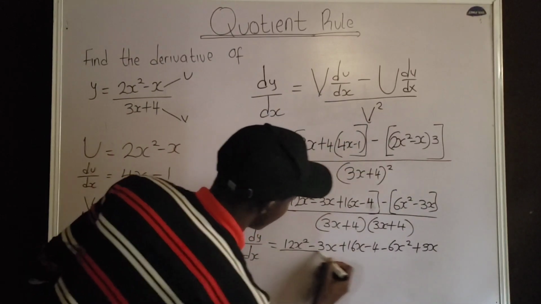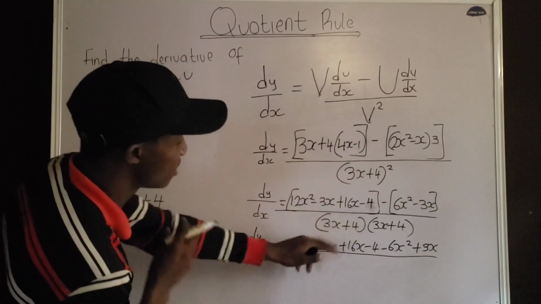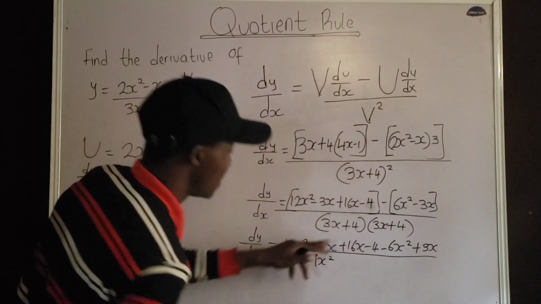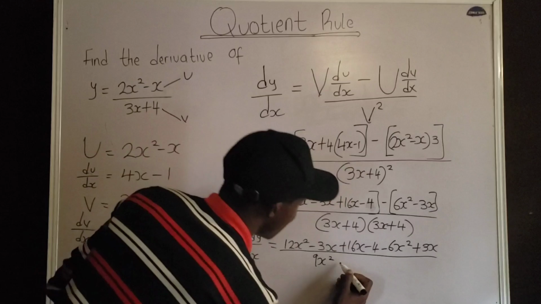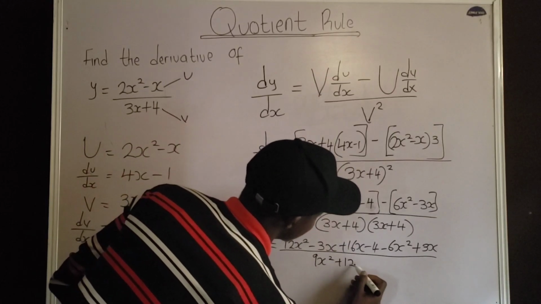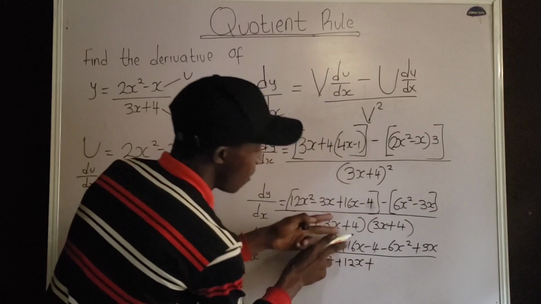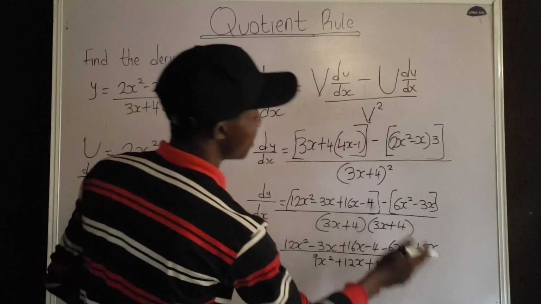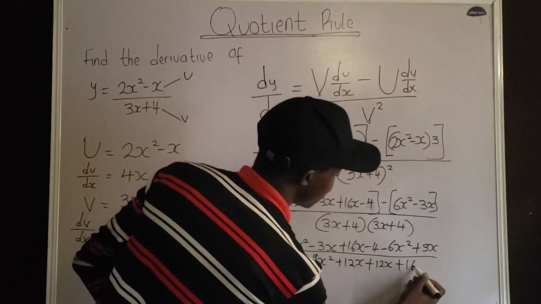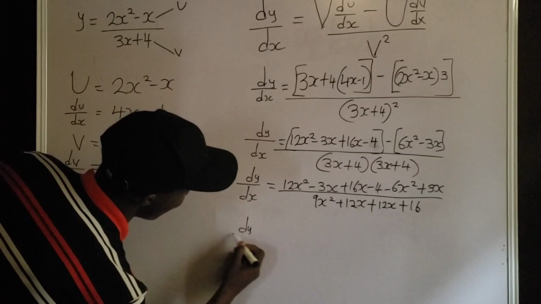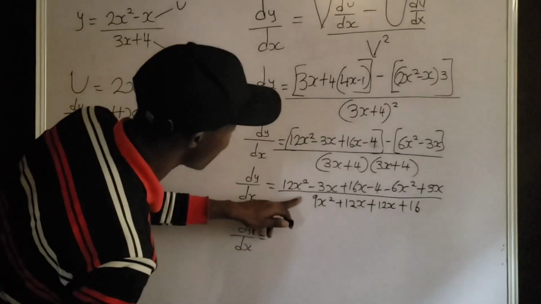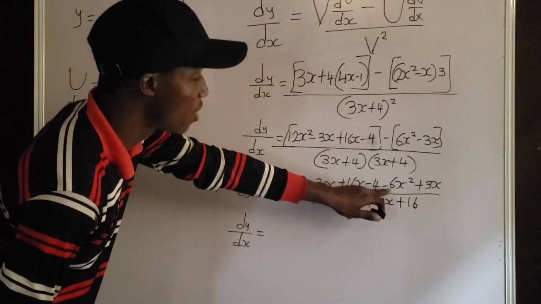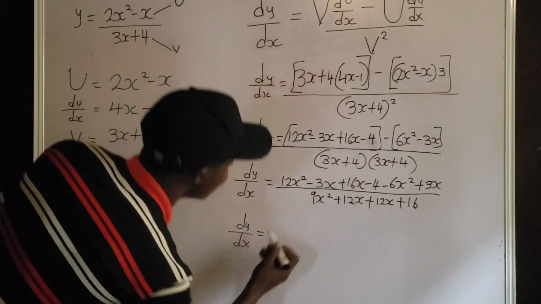All over. Now let us expand this. I'm going to have 3x multiplied by 3x, that is 9x squared. 3x multiplied by 4, that is 12x, plus 12x, plus 4 multiplied by 3x, that is plus 12x also, plus 4 multiplied by 4, that is plus 16. So the derivative, dy over dx, is equal to 12x squared. Is there any other term that has x squared? Yes, we have this. So 12x squared minus 6x squared is 6x squared.